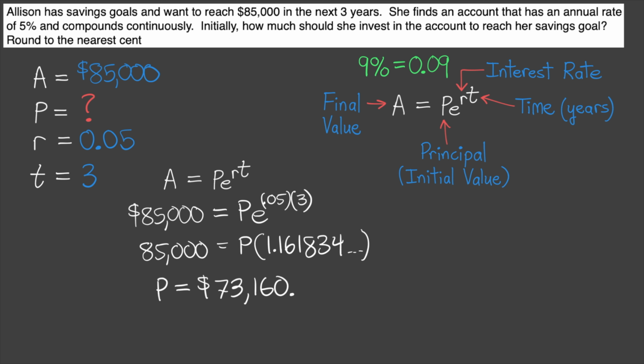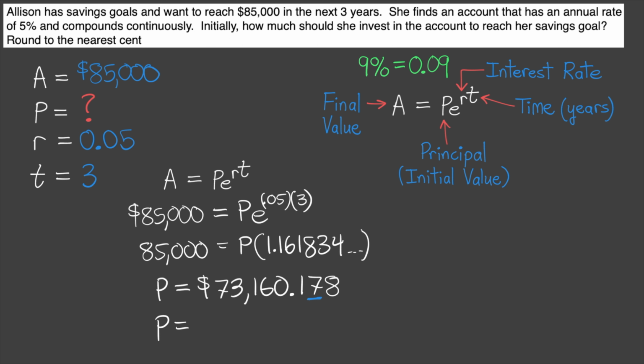All right, so next we divide both sides by this number, and then we will get P equals $73,160 and some decimals. All right, so we're almost there. We just want to round our answer to the nearest cent. The nearest cent is 2 decimals, which is the 7 in this case. So we want to round to the 7 here, but we want to look at the number to the right of 7. So it's an 8, which is 5 or larger. So that's big enough to round the 7 up to an 8.